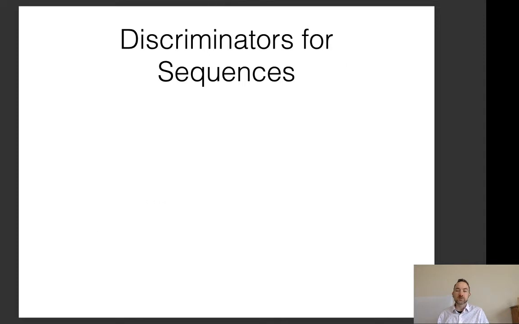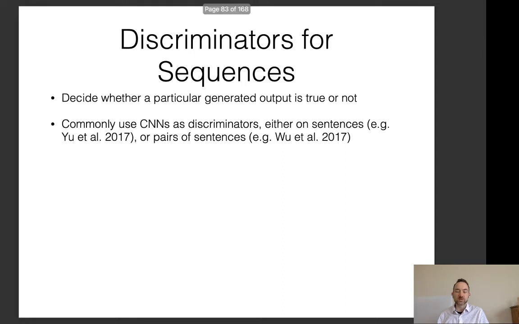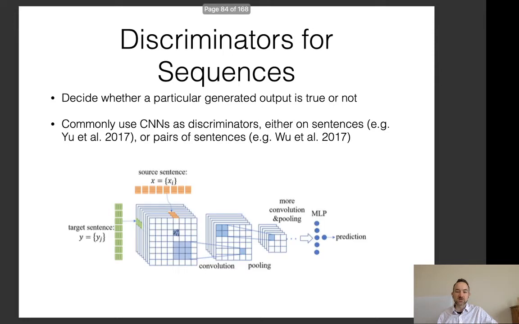So in terms of discriminators for sequences, basically this is a sequence classification task, and we want to decide whether a particular generated output is a true output or a fake output. It was common to use CNNs as discriminators either on sentences or pairs of sentences. Now you could certainly use something like BERT as well to make these discrimination decisions.